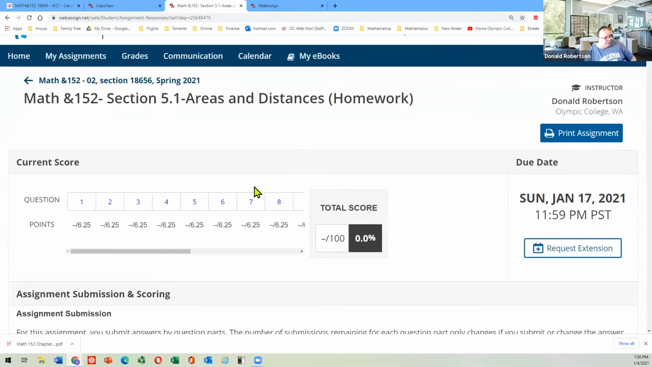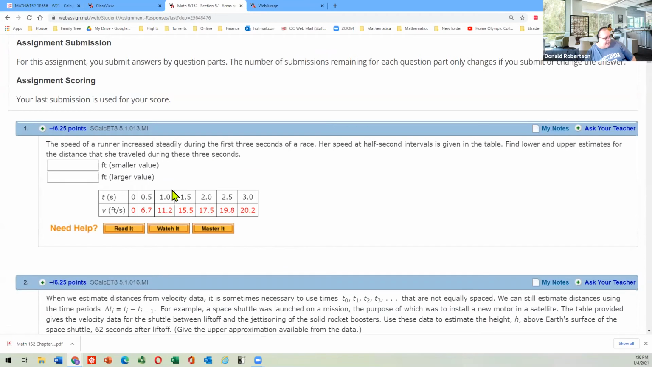eventually, here is a table. So they've already basically given you all the X0, X1s, X2s. And they're asking you to find the smaller and the larger one. So can you imagine in this case, what would the delta X be? I guess you should call it delta T because the variable's T. What is the width of each rectangle going to be based from this table?